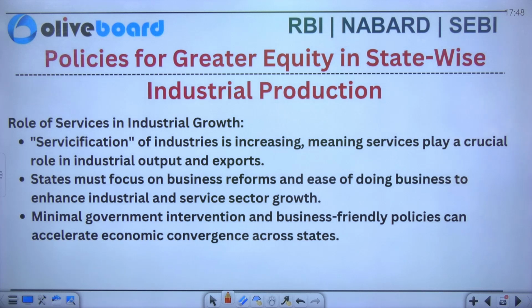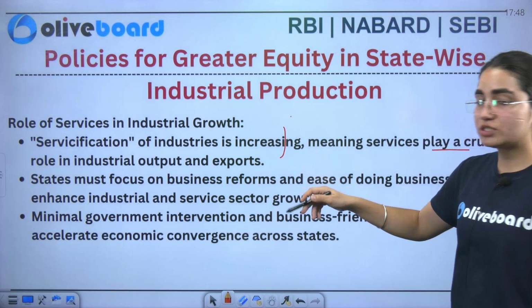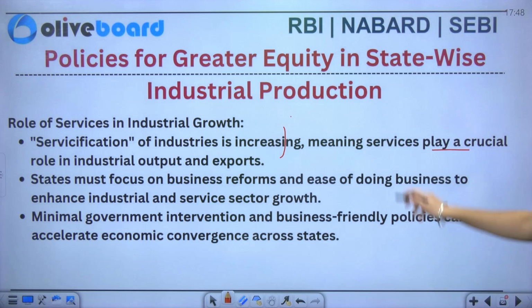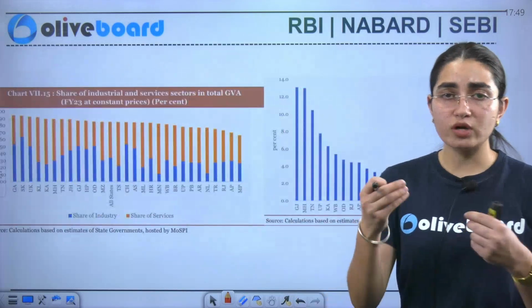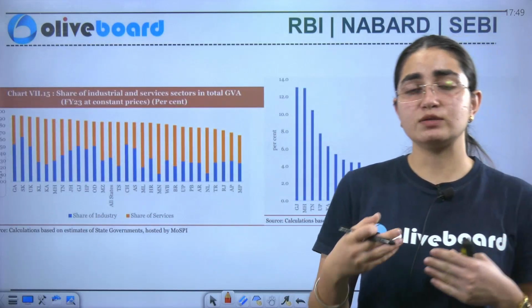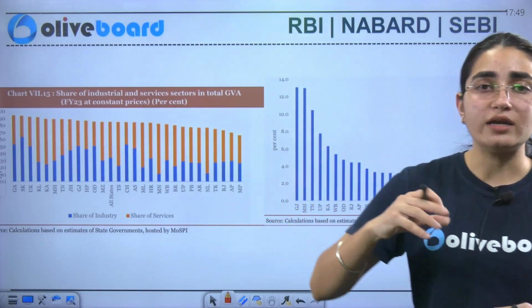So you can see that servicification of the industries is increasing, meaning that services play a crucial role in industrial output and exports also. So states must focus on business reforms as well as ease of doing business. Minimal government intervention should be there. It should be left to the private players, as more involvement of the private players ensures that more investment is coming in and growth and development can be seen.